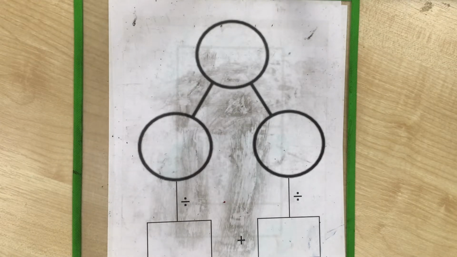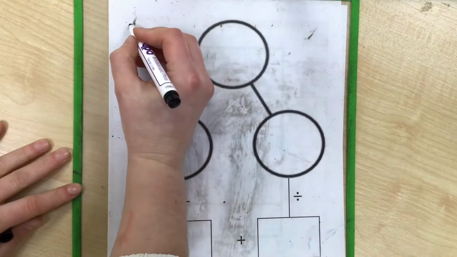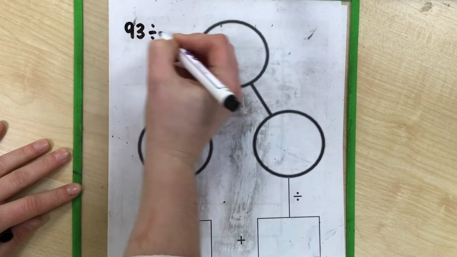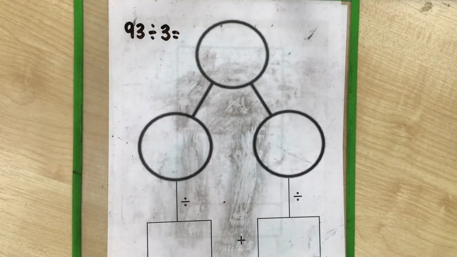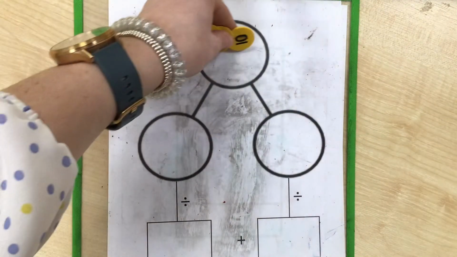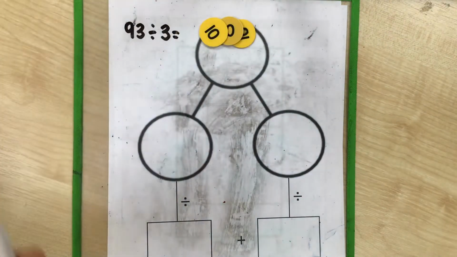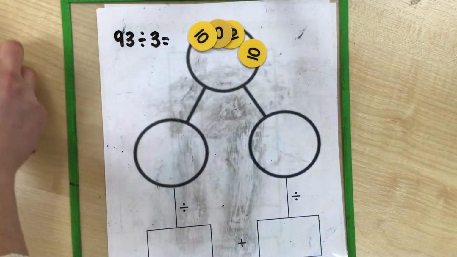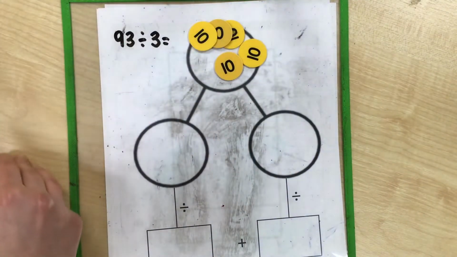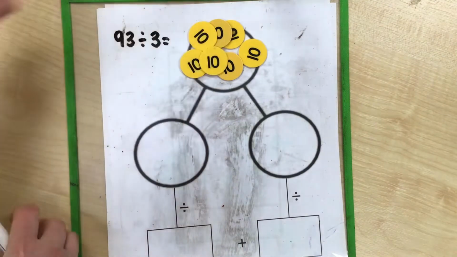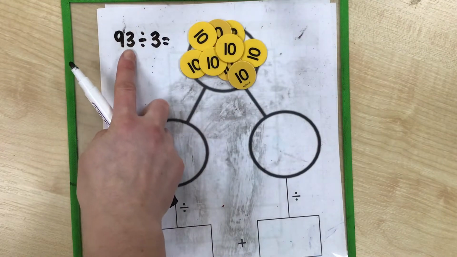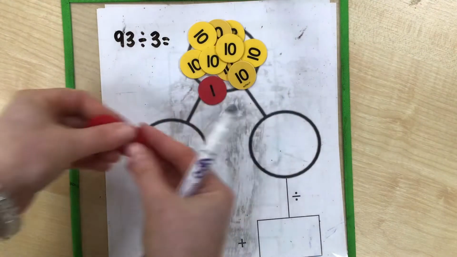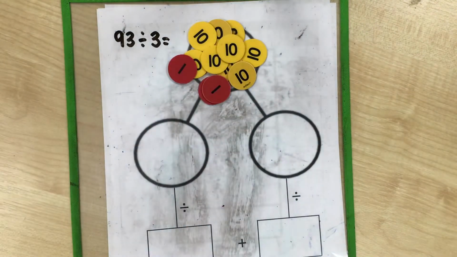So our first calculation is going to be 93 divided by 3, and we're going to find our answer. I'm going to use my place value counters. So I'm going to have 9 tens on here because 9 tens is 90. And then I'm going to have 3 ones. So I've got those now as 93 in my whole.